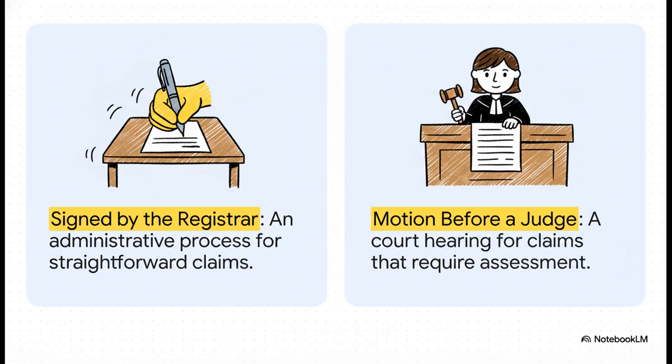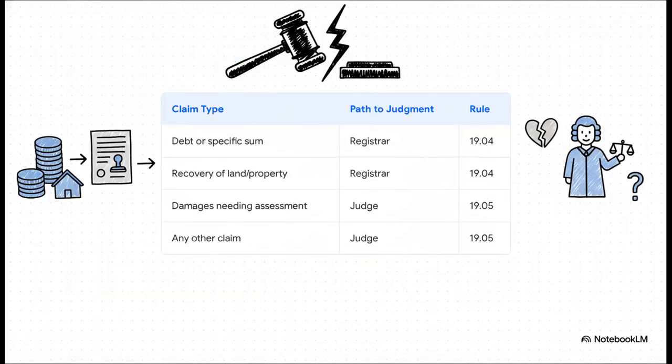Path number two is more involved. It requires a formal court hearing in front of a judge, which is called a motion. You'll have to take this route for more complex claims, where a judge actually needs to assess the situation. So, how do you know which path to take? Well, Rule 19.04 spells it out.